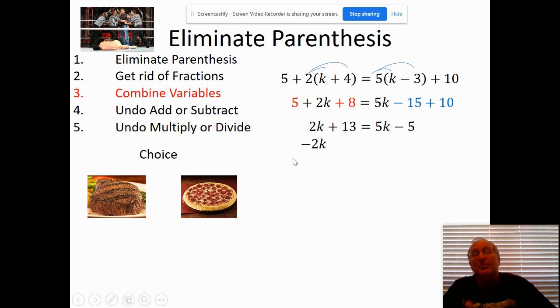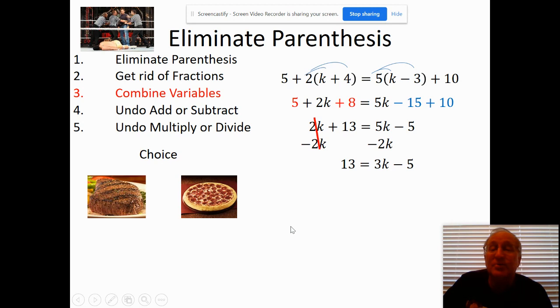And I'm going to probably minus 2k. That keeps things positive. And if I minus 2k here, they're going to cancel. 5k minus 2k is 3k. Bring down the 13. Those 2k's canceled out. I still have a minus 5. Remember, we undo the add or subtracts first usually. So let's add 5 to each side. It's a subtract, the opposite of that is add, so I'm going to add 5 to each side.